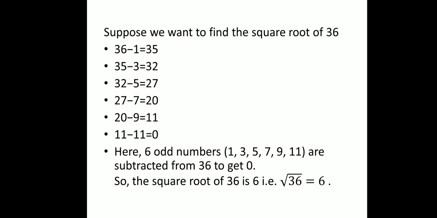Now, what will happen if I do not get 0 and I keep on getting answers? In that case, if I am not getting 0, then that particular number is not a perfect square. Then you can simply write that this is not a perfect square, if you are using this method to find the square root of a number.